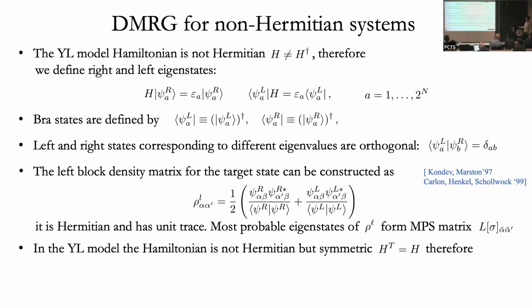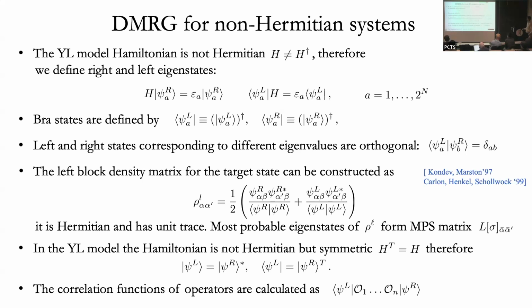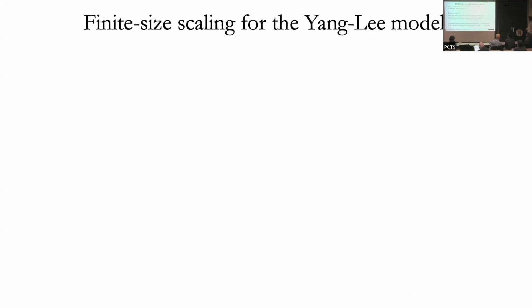Okay, so the Yang-Lee model is not Hermitian, but the Hamiltonian is symmetric, and therefore left and right eigenstates are actually related by complex conjugation. Bra left is the ket right transpose. And if we need to compute correlation functions in this model, we use left and right eigenstates; that's how we compute them.